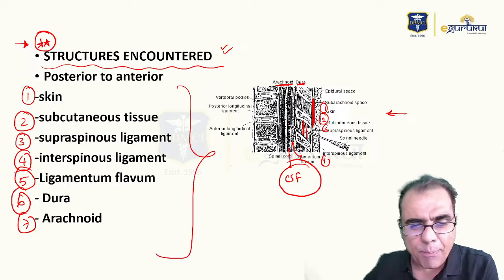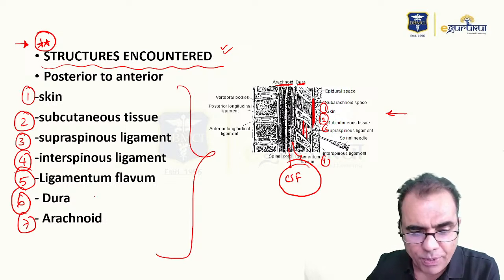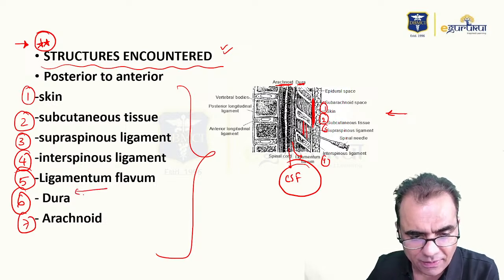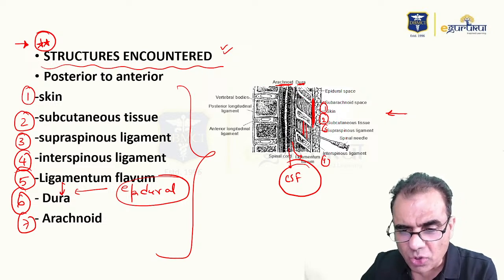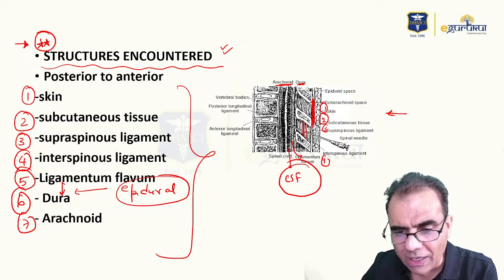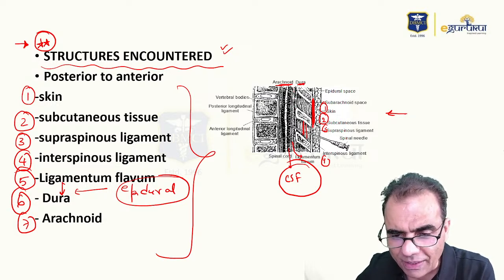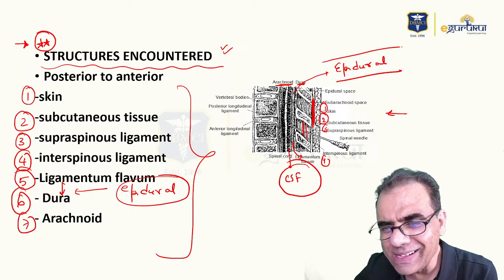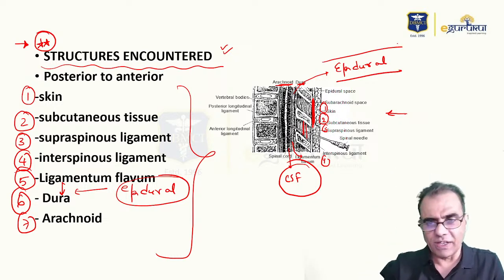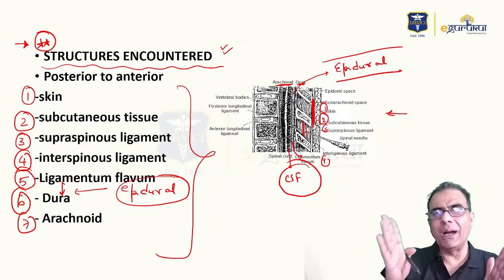And where is epidural anesthesia given? Epidural is given here, outside the dura, means between ligamentum flavum and dura. So where we are going to give epidural is outside the dura. So this is dura and this is ligamentum flavum. So epidural we have to give between the ligamentum flavum and dura. Fine. Outside the dura means between ligamentum flavum and dura.